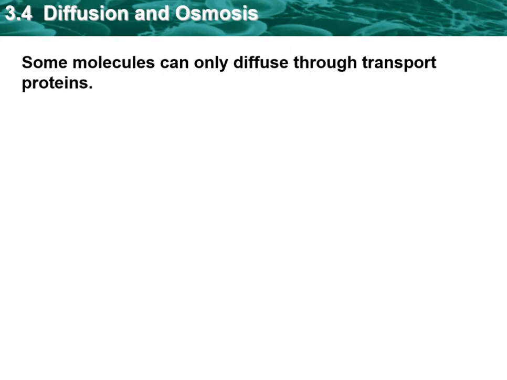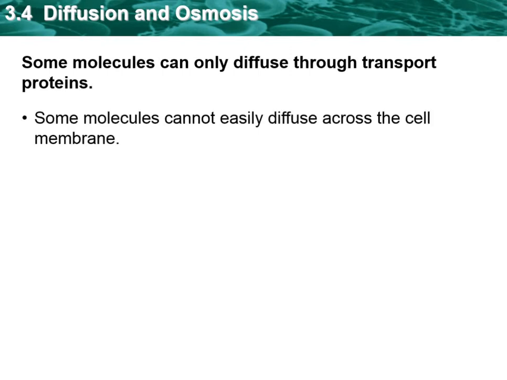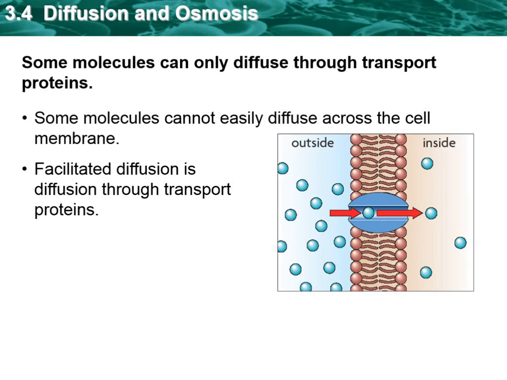So some molecules can only diffuse through transport proteins. Some molecules can easily diffuse across the cell membrane without any help, but others need what's known as facilitated diffusion, like I mentioned earlier, and that is what happens with water through osmosis. So facilitated diffusion is the process of diffusion using transport proteins. In this case, if we're talking about those being water molecules, that would be what's known as an aquaporin. And that's how the water is going to be able to go through the cell membrane.